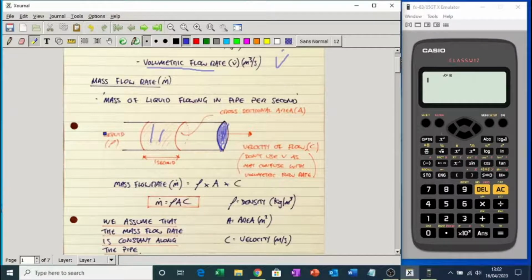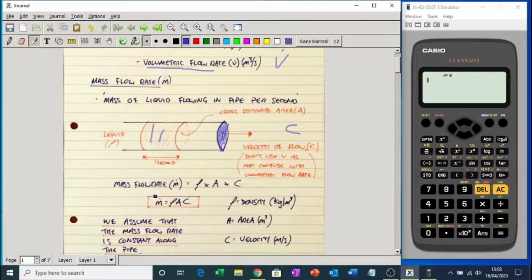Velocity, right? So obviously this liquid oil has got a speed, a velocity, which we call c. We don't use v because v can be volumetric flow rate. It can be volume, so we don't use v as velocity. In this case, we'll use c because you may confuse it. So it's how much mass of liquid has come through per second. Mass flow rate, kilograms per second.